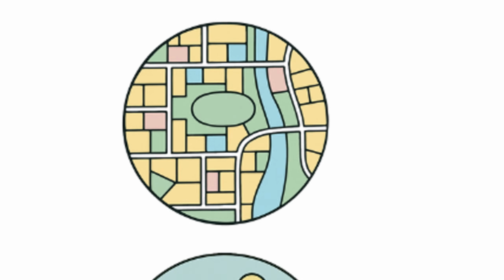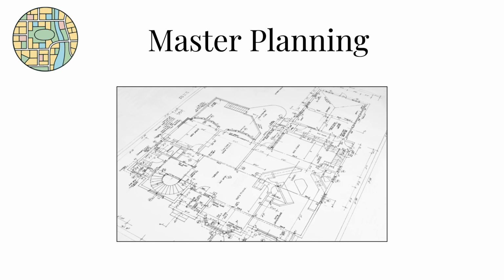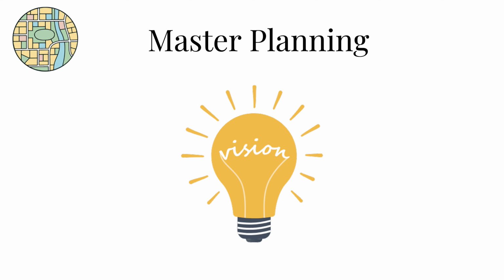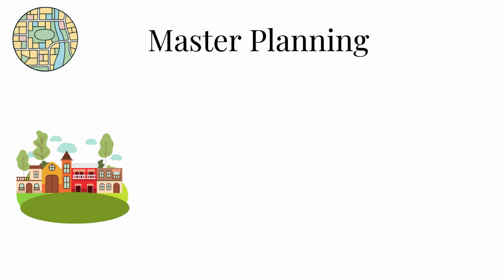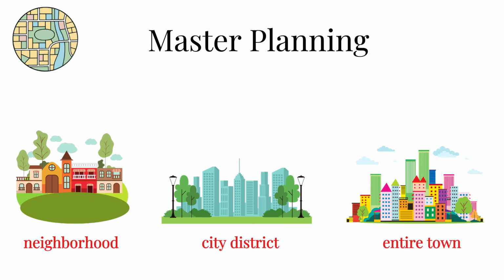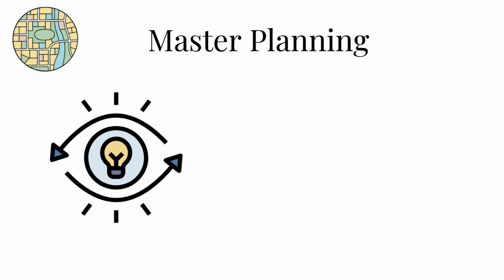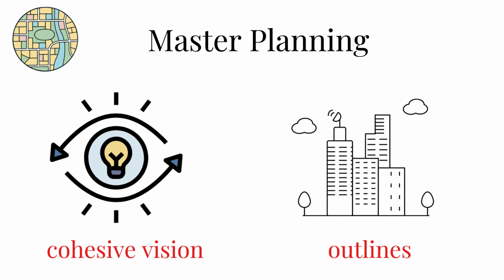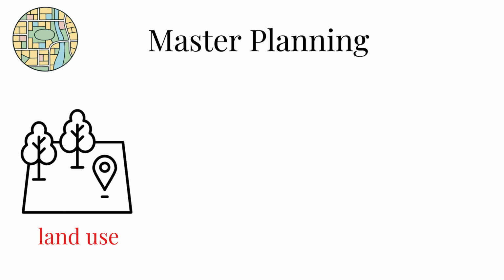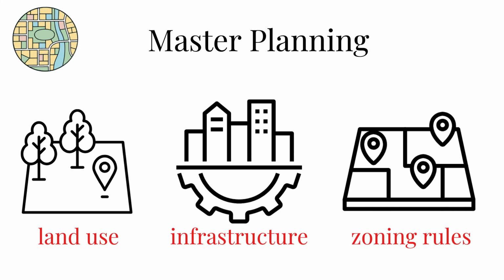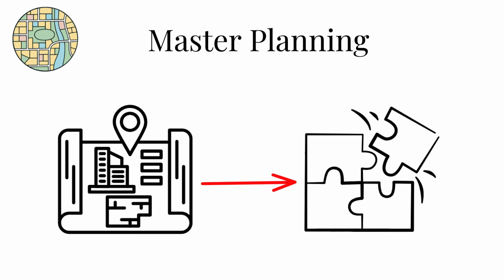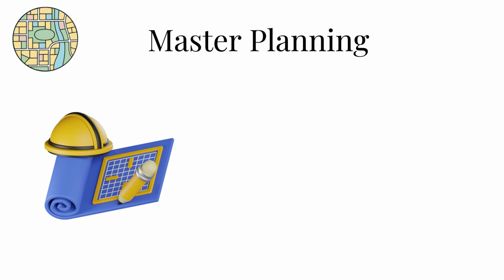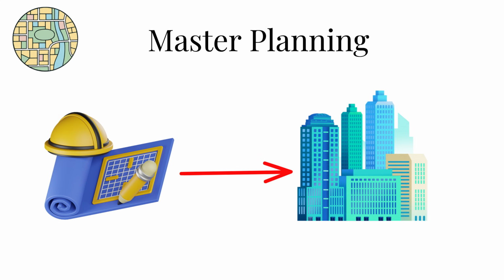Master planning. Master planning is creating a long-term blueprint or vision for the development of a specific area, be it a neighborhood, city district, or an entire town. It establishes a cohesive vision and outlines what can be built where, considering things like land use, infrastructure, and zoning rules. Think of master planning like designing a giant puzzle or a blueprint for a city's future.